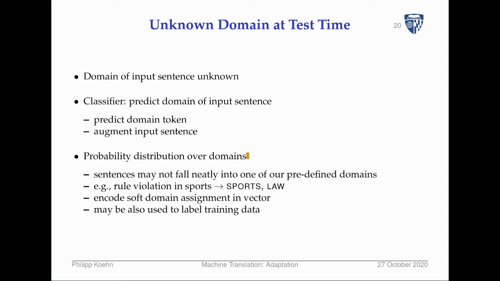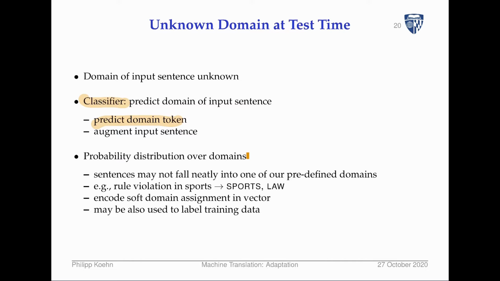The domain might also be unknown at test time. So if you have a test sentence come in, someone might tell you this is a sports sentence, please translate it as a sports sentence, but it might also be not classified by domain. So you can then build a classifier that predicts the domain of an input sentence and then predicts the domain token. Therefore, we're going to add that domain token as an additional input.